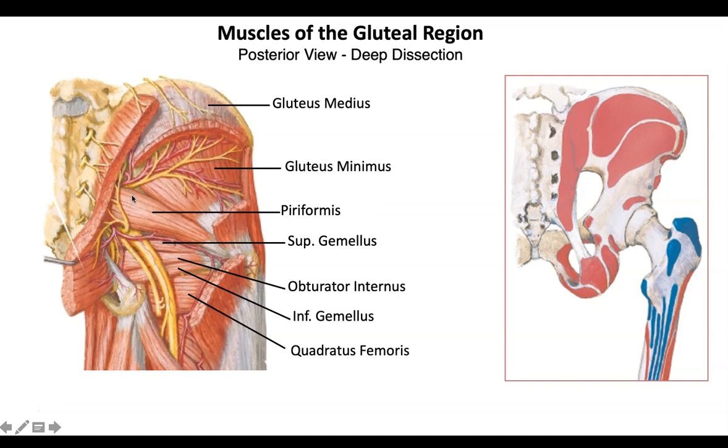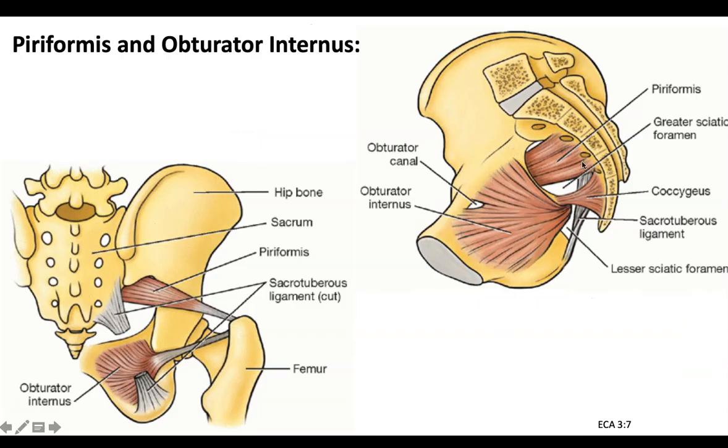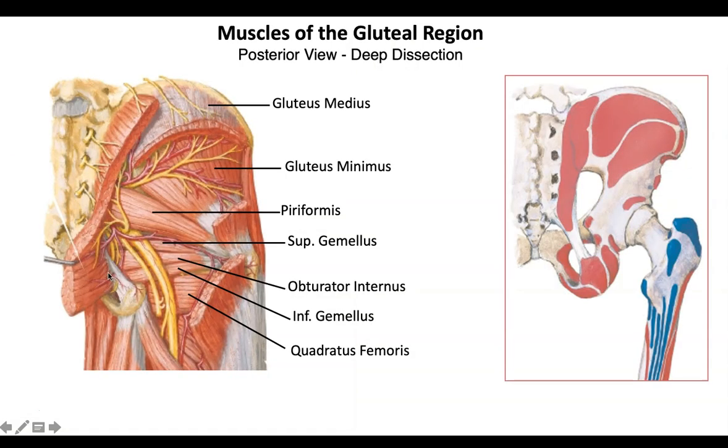The piriformis is a small triangular or pear-shaped muscle in the gluteal region. It has its proximal attachment onto the anterior or pelvic surface of the sacrum, inside the pelvic cavity, and it forms part of the posterior wall of the true pelvis. Then this muscle exits through the greater sciatic foramen. Here is the greater sciatic foramen. The piriformis exits from the pelvic cavity through it and almost fills it.